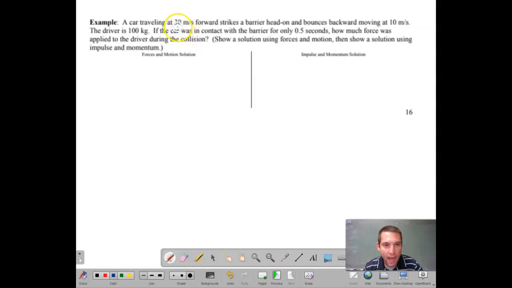All right, a car traveling at 30 meters per second forward strikes a barrier head on and bounces backwards. So we know it's an elastic collision. We start with two objects, they crash and they separate. So it's elastic. Backwards moving, backward is important, at 10 meters per second. So that is our final velocity. The driver is 100 kilograms. If the car was in contact with a barrier for only 0.5 seconds, how much force was applied to the driver during the collision? Show a solution using forces in motion and then impulse momentum.